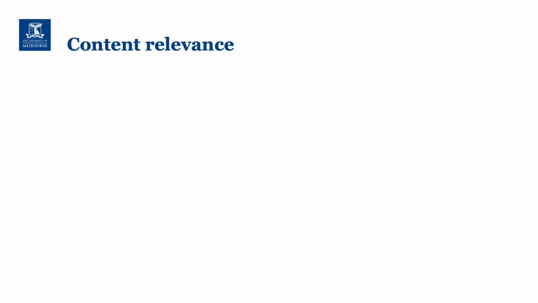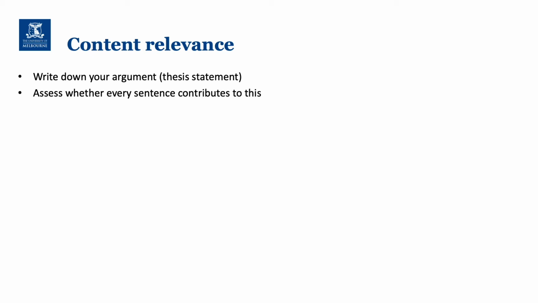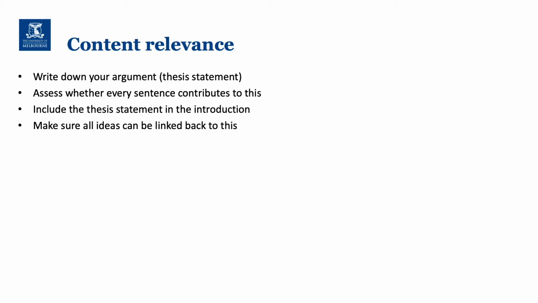To make it easier, write down your argument or central message on the topic, also called the thesis statement, on a separate piece of paper. Then, assess whether every sentence in your writing contributes to this thesis statement. You should also put the thesis statement in the introduction of your writing to help your reader to understand the main point you're making. So, the first thing to do to connect ideas in your writing is to establish a central message to which all ideas can be linked back.